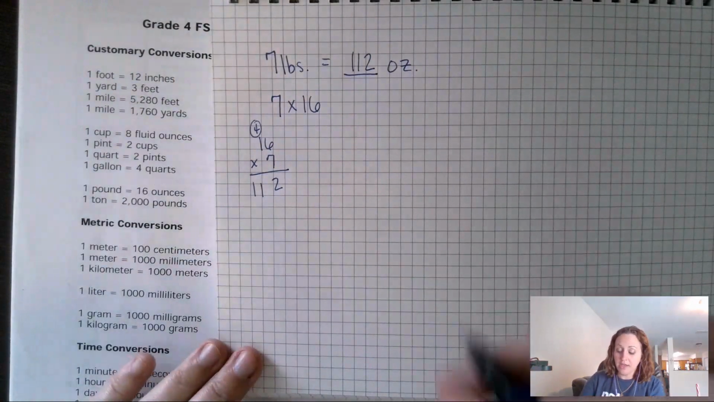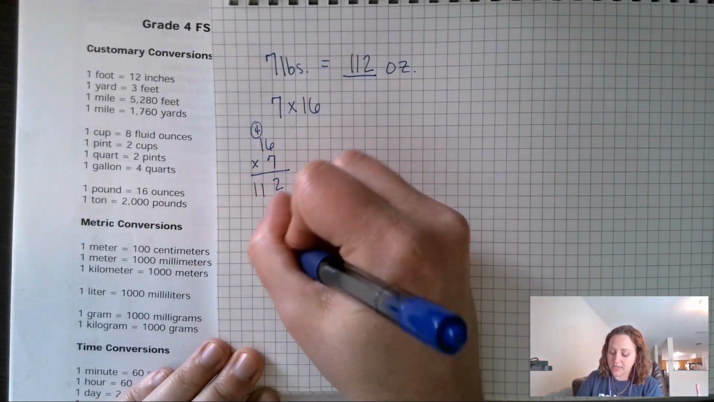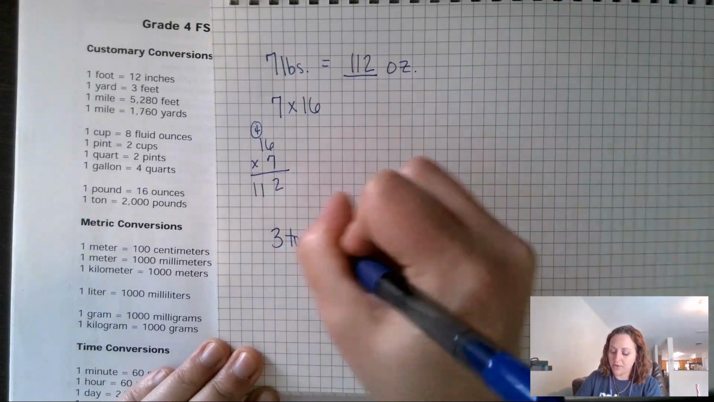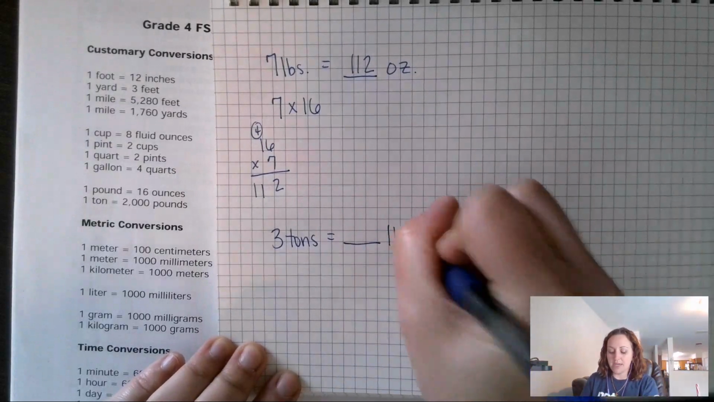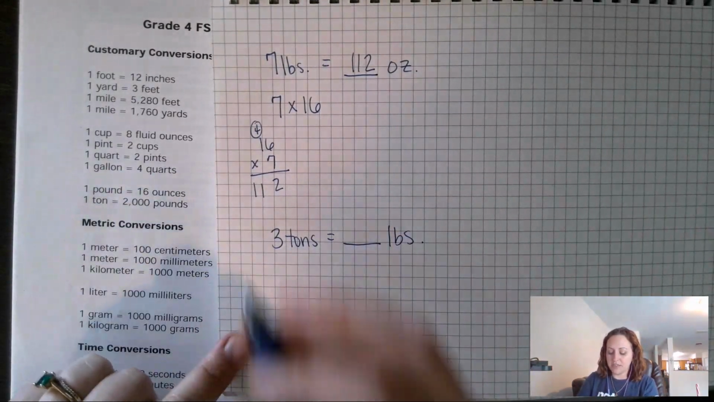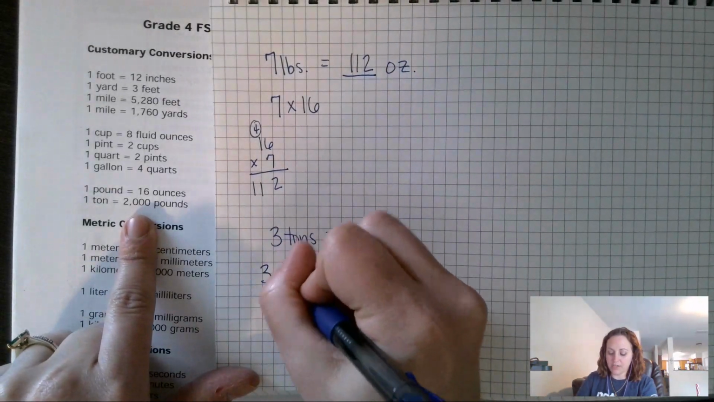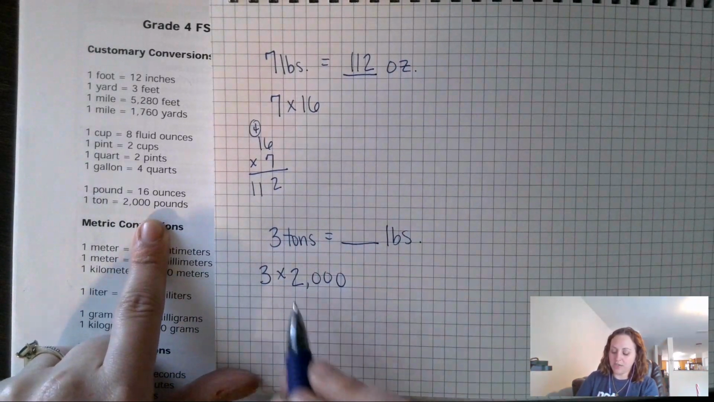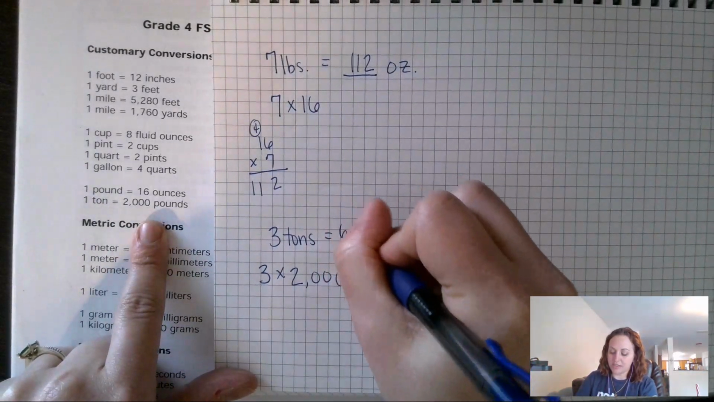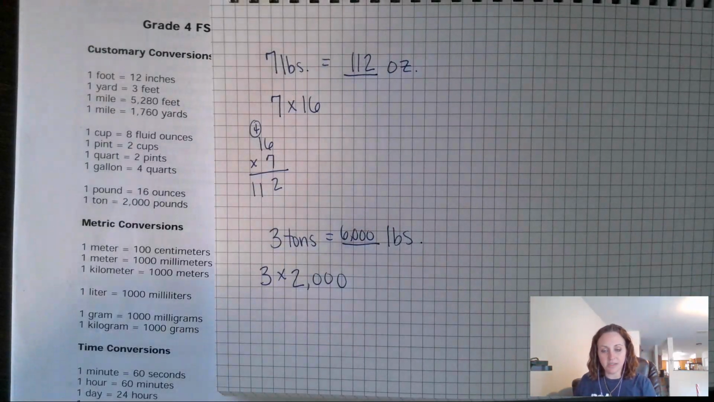So if I have a car, let's say I have a car and it weighs 3 tons, and I want to know how many pounds that car weighs. All right, again, I take the number that's given to me in the problem and I multiply it times the number that's on my chart where I have tons and pounds in the same line. 3 times 2,000 is 6,000. So 3 tons is the same thing as 6,000 pounds. Okay, pretty simple, pretty basic.